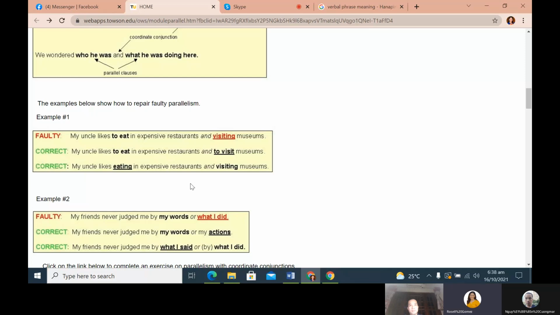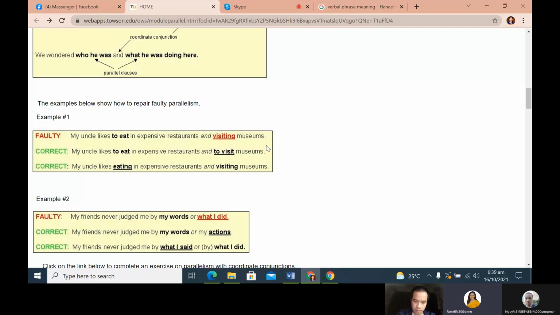You cannot combine. The word is, you cannot combine an infinitive verb with the ing form of the verb. Again, do you see this one? The faulty sentence: to eat and visiting. When we read the sentence, we can understand the content. We can understand the message. But when we evaluate this sentence according to the correctness of its grammar construction, this is now wrong.